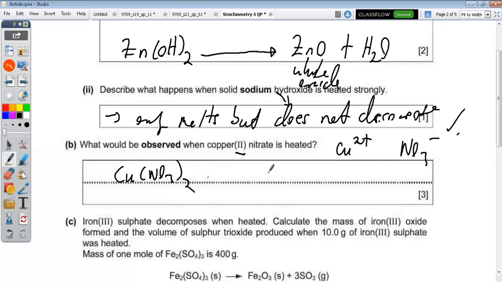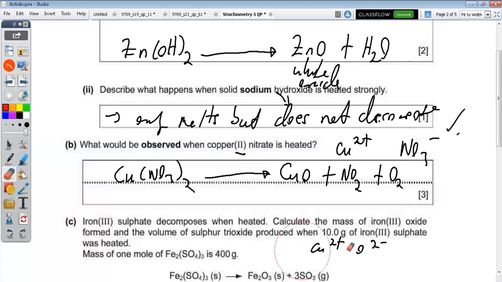Then when I hit it, remember I said copper, we form copper oxide. Copper is 2+, oxygen is 2-. So 2:2, 1:1. That's why it forms a formula like that. Plus nitrogen dioxide plus oxygen. Are we together? Now this will help me explain what would happen.